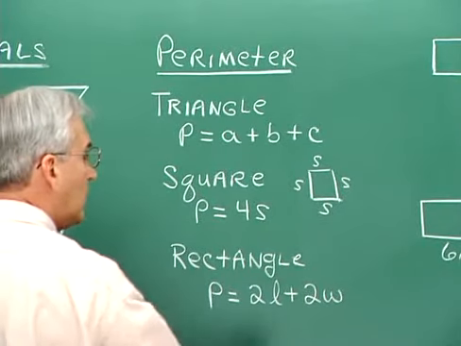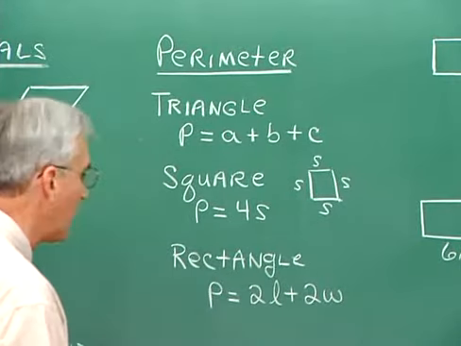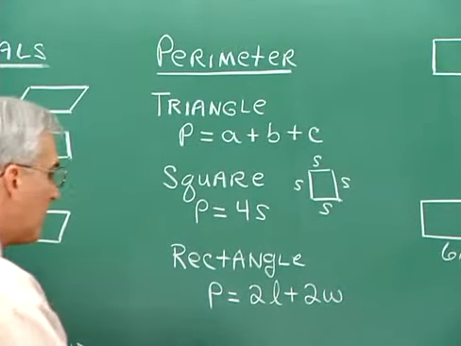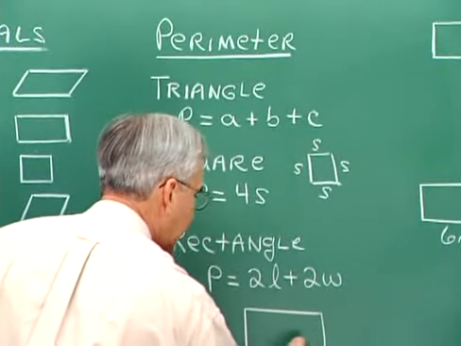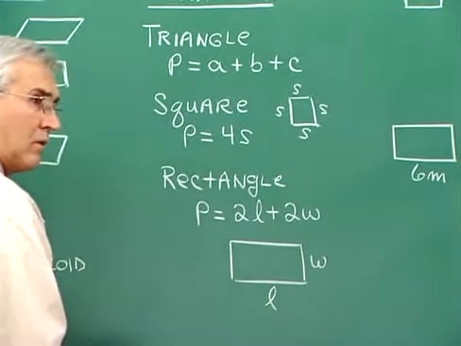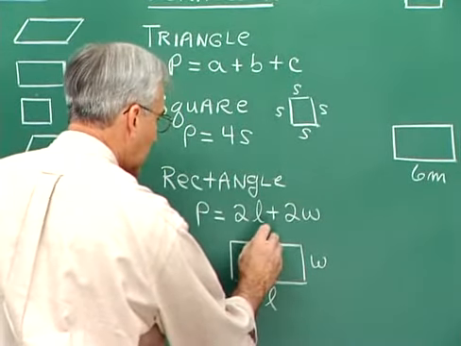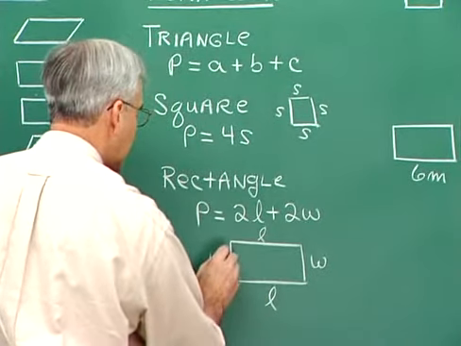Now, for the rectangle, in a very similar way, we could come up with this as the formula for the perimeter of a rectangle. Now, we come up with it like this. You think about a rectangle, and this is the length and that's the width. Well, the upper side is also L, and this side is the same as the right side, it's W.